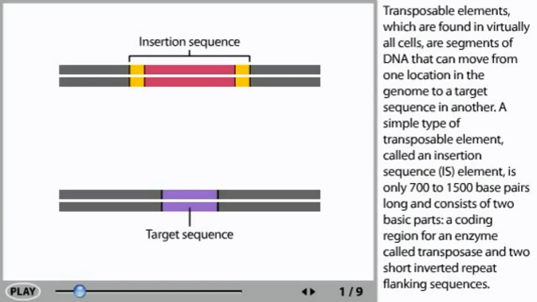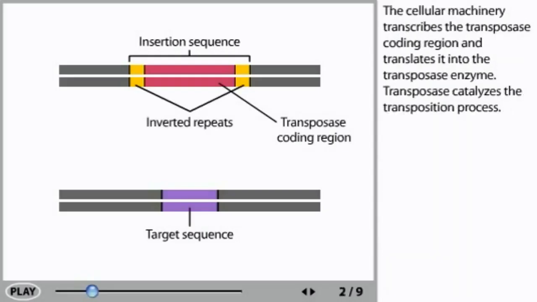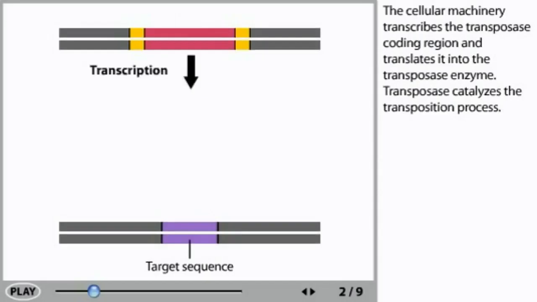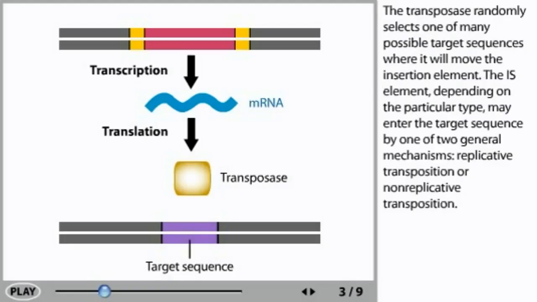long and consists of two basic parts, a coding region for an enzyme called transposase and two short inverted repeat flanking sequences. The cellular machinery transcribes the transposase coding region and translates it into the transposase enzyme. Transposase catalyzes the transposition process. The transposase randomly selects one of many possible target sequences where it will move the insertion element.